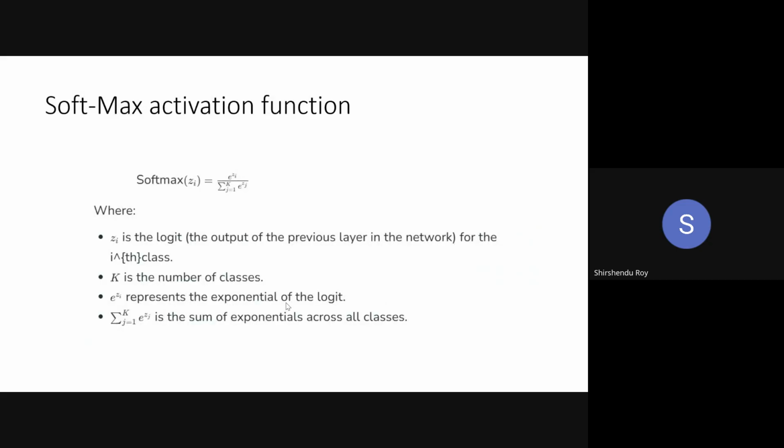Lastly, we have the softmax activation function. Here also you can see that the exponential function is involved: the exponential of a logit divided by the summation of the exponentials. So we have to compute the exponential function in every kind of activation function. If we can compute the exponential function efficiently, we can easily compute these activation functions.